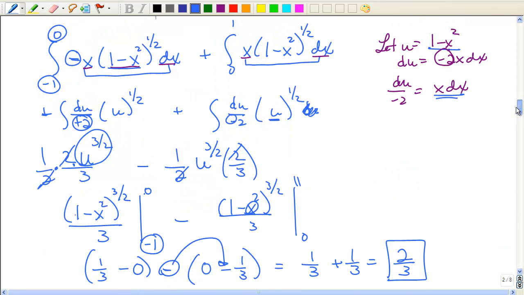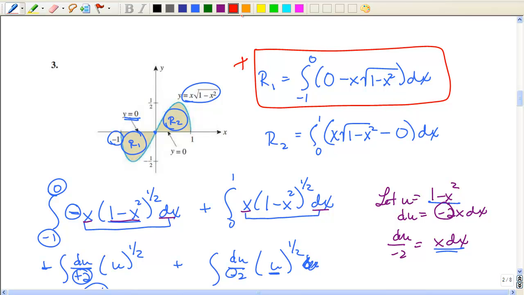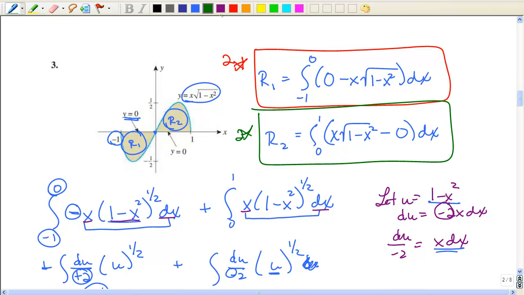We could have also looked at this and looked at symmetry and said, you know what, region 1 is the same as region 2, so if we wanted to, we could have just taken that answer and multiplied by 2, or we could have taken this answer and multiplied by 2. Either way, we get the same answer.